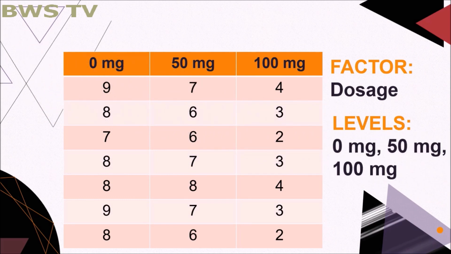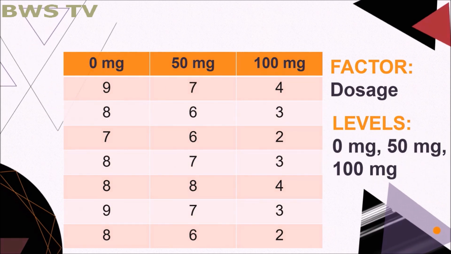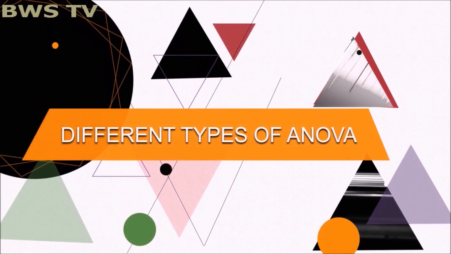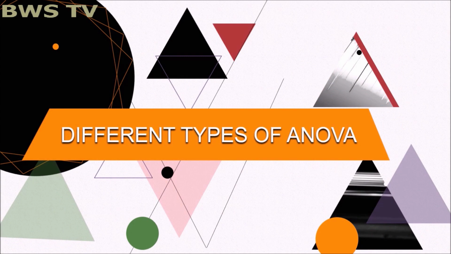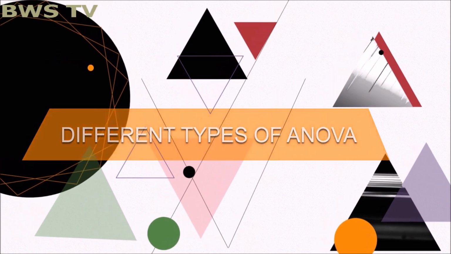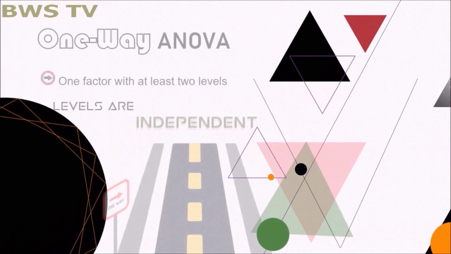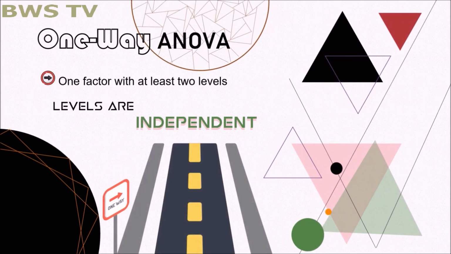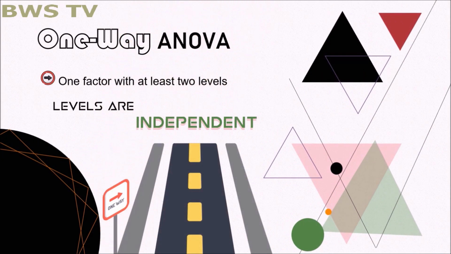So next we have the different types of ANOVA. Now there are a few different types of ANOVA, and we're going to show you 3, namely one-way ANOVA, repeated measures ANOVA, and factorial ANOVA. First we have one-way ANOVA. One-way ANOVA is one factor with at least 2 levels, and the levels are independent.